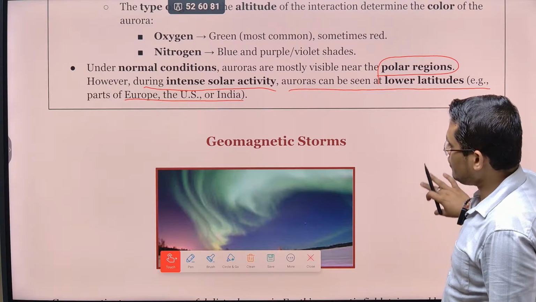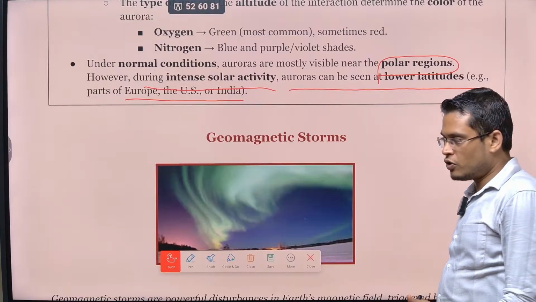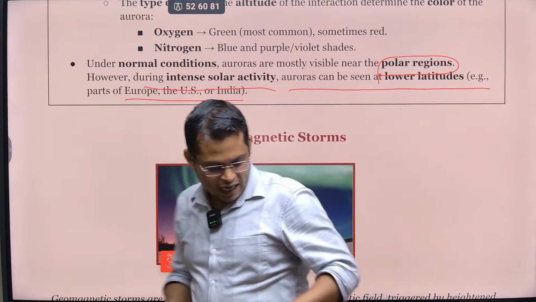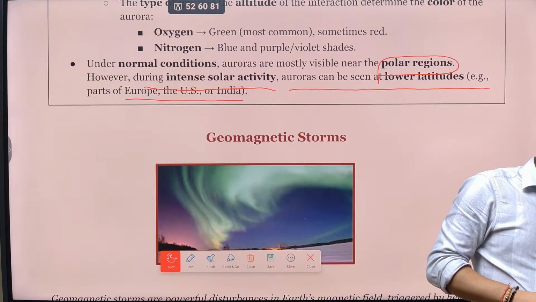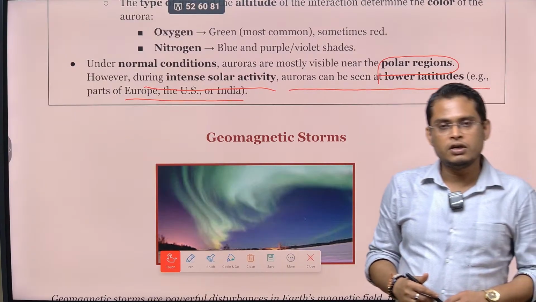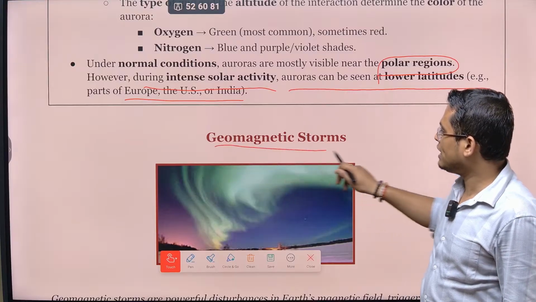Okay, so this is all about aurora borealis, aurora australis. So I think we'll have to end our class here. I started a little later because of some electricity problem. From tomorrow onward we'll start from 7:30. So the next class will start from geomagnetic storms.